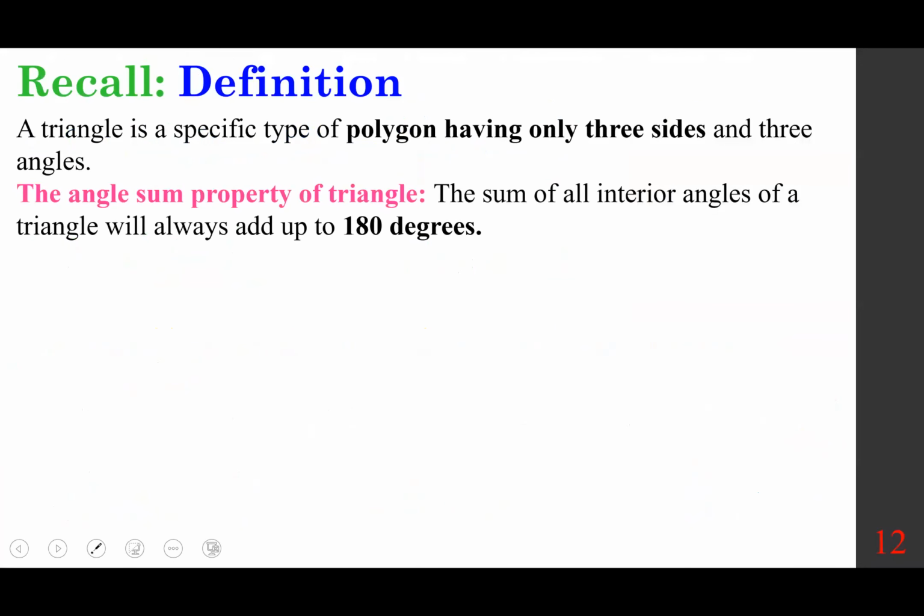All right, let me remind you of a few things we have seen in the past. A triangle is a specific type of polygon having only 3 sides and 3 angles. The angle sum property of a triangle: the sum of all interior angles of a triangle will always add up to 180 degrees. This is extremely important to remember, everybody. Again, it's very basic. We've seen it in algebra.